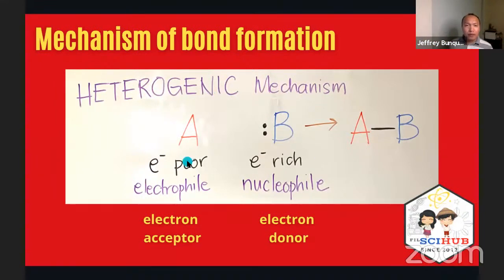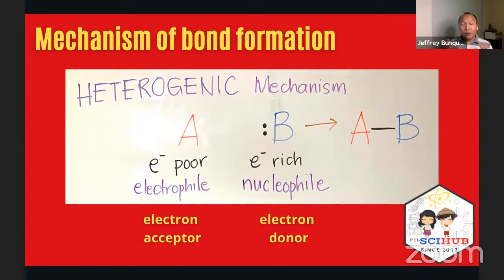Nabanggit rin ni Professor Dindi kanina, yung ating mga chemical species, whether it be an atom or a fragment, that is electron rich and that is acting as the donor of electron, we actually call that a nucleophile. So when we say nucleophile, it is looking for a nucleus with which it will share its electrons. Pagdating naman po dun sa element A, it is electron poor. So it prefers to accept electrons. And since it's an electron acceptor, we call it an electrophile.